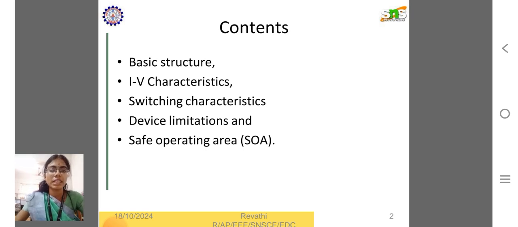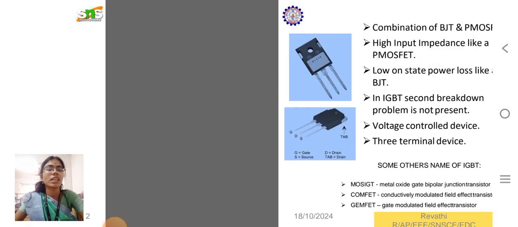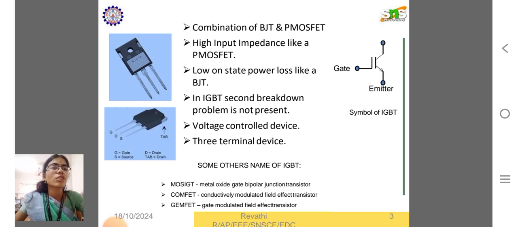The content of this PPT includes basic structure, IV characteristics, switching characteristics, device limitations, and safe operating areas. The combination of BJT and P MOSFET is called IGBT. It has a high impedance input like a P MOSFET and low on-state power loss like a BJT. In IGBT, the second breakdown problem is not present. It is a voltage control device and a three-terminal device.